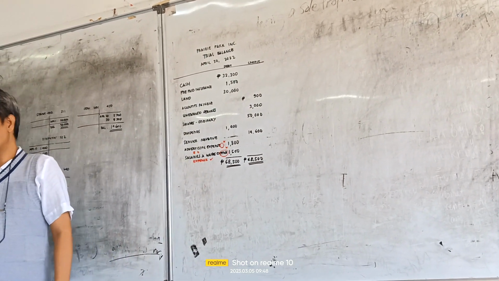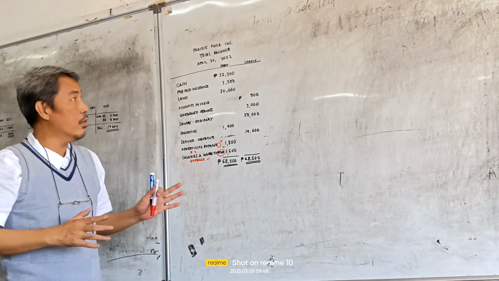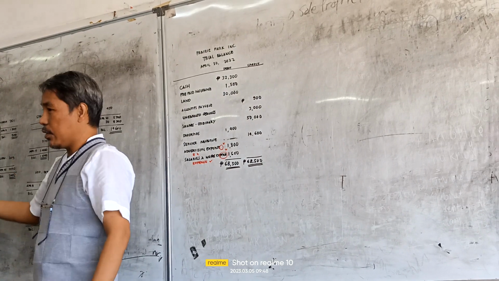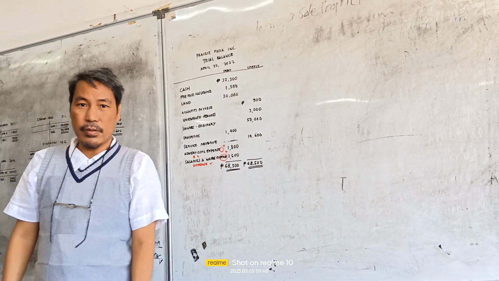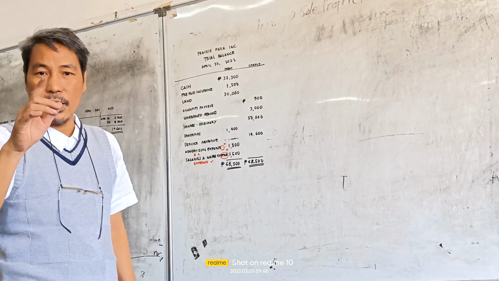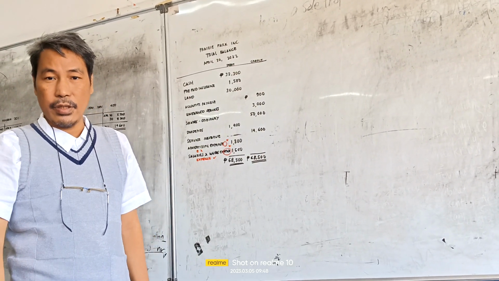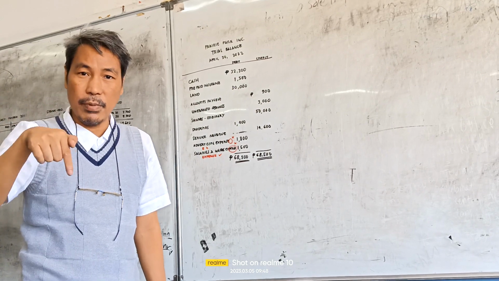Any question? So this is how we do the trial balance of a sample company transaction given in the example. Right? Any question? If you don't have a question, try to write down your inquiries on the comment section below.